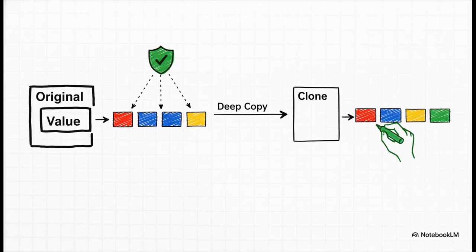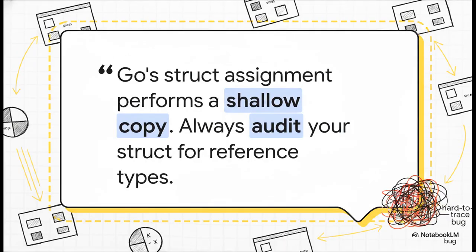The only way to fix this is to perform a deep copy. This means you can't just rely on the simple assignment. You have to manually create a brand new slice for your clone and then copy all the data over, element by element. As you can see, now the clone points to its own completely separate data. It's truly independent.